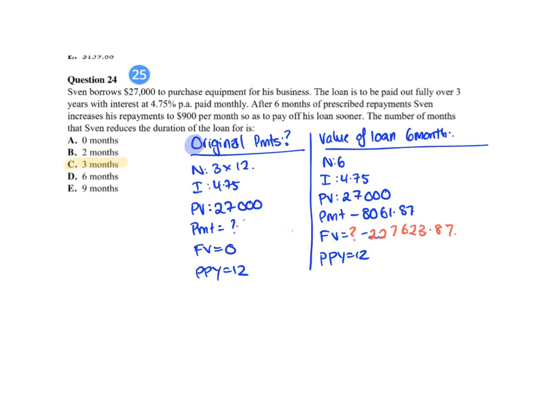This was 806.19. So going back to this, 806.19. So I can go back to adjusting this now. I'm going to write that as 19. I'm putting it at 6 months. I want to know what the value is.